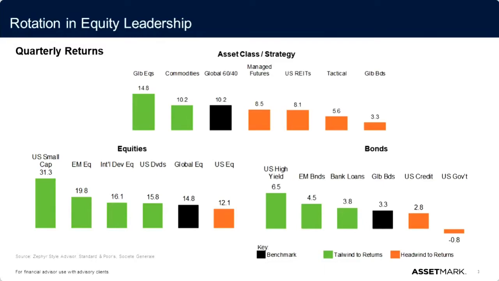And again, you can see the benchmark was up about 14.8 when you blend the different equities. And the bond side, the U.S. high yield was at 6.5%, and the U.S. government was really lagging at a negative 0.8. So you can see there was a bit of a rotation going on relative to the asset classes.